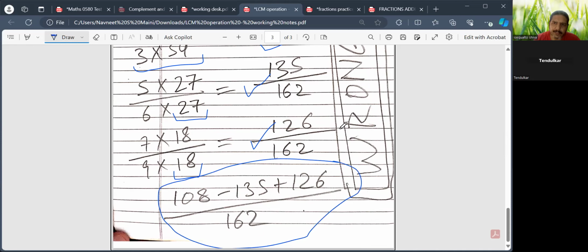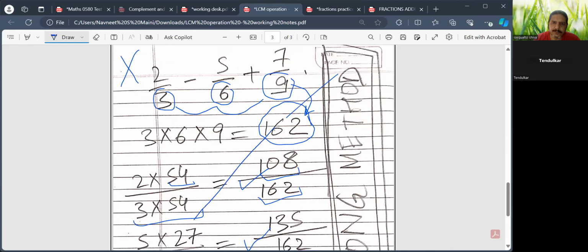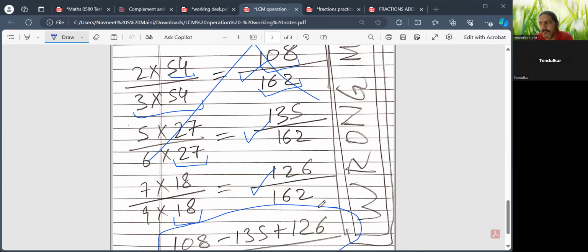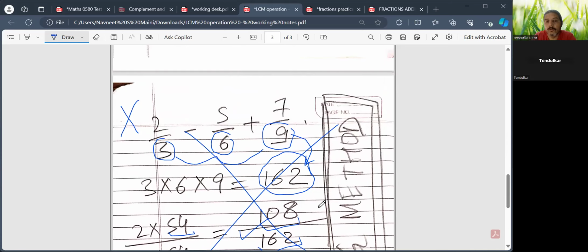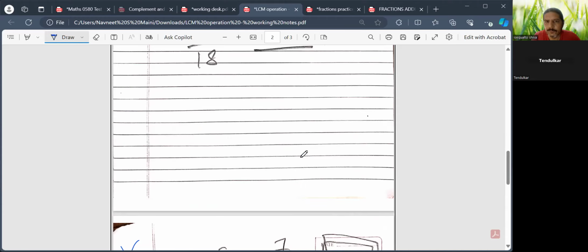So basically, I am telling you that this method is absolutely wrong, because this will waste a lot of your time and it will increase the probability of you making a mistake, because the number of calculations increases a lot. So don't follow this method where the denominators are multiplied with each other and a big number is created. Never ever follow this method.